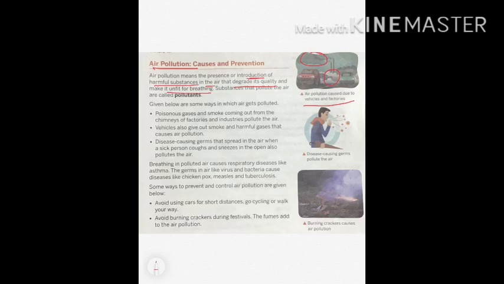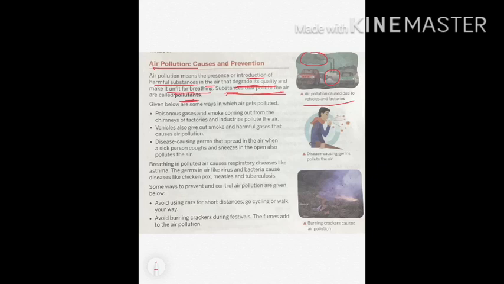So what is air pollution? Air pollution is the introduction or the presence of harmful substances in the air, which lowers its quality and makes it unfit for breathing. Such substances which pollute the air are called pollutants. Substances that pollute the air are called pollutants.